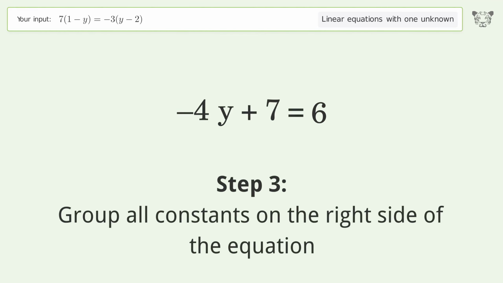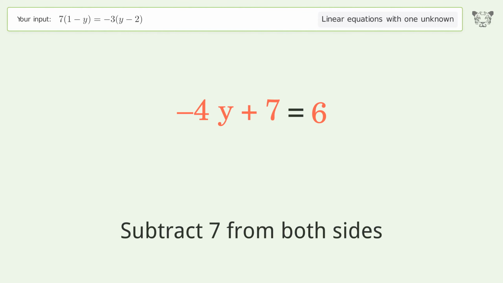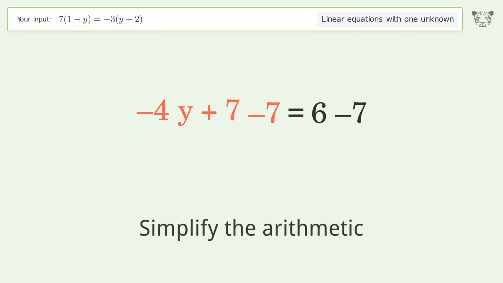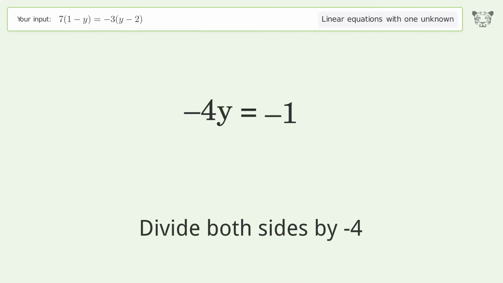Group all constants on the right side of the equation. Subtract 7 from both sides. Simplify the arithmetic. Isolate the y. Divide both sides by -4.